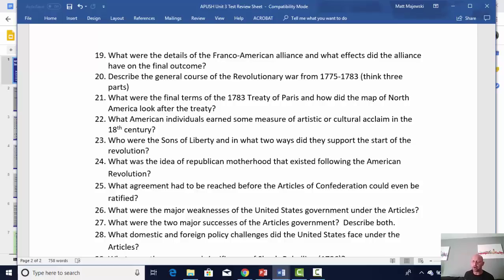26, what were the major weaknesses of the U.S. government under the Articles? Oh my God, there's a bunch. One, they didn't have the power to tax, so they were always broke. They didn't have the power to regulate trade between colonies, so it led to a bunch of disputes and tariffs and hostilities between colonies. They couldn't protect the border, right, on the western frontier. They couldn't remove the British from the forts.